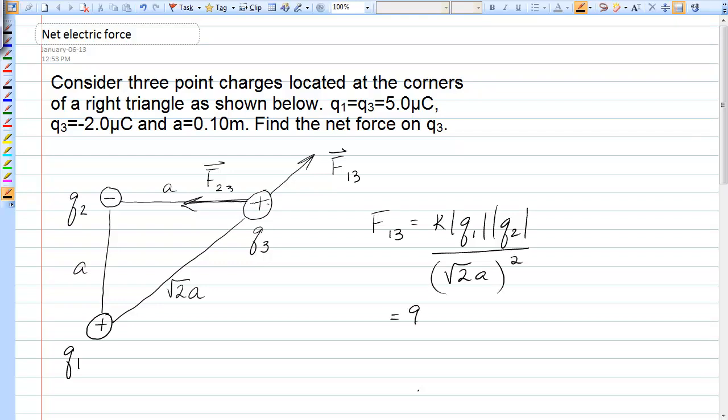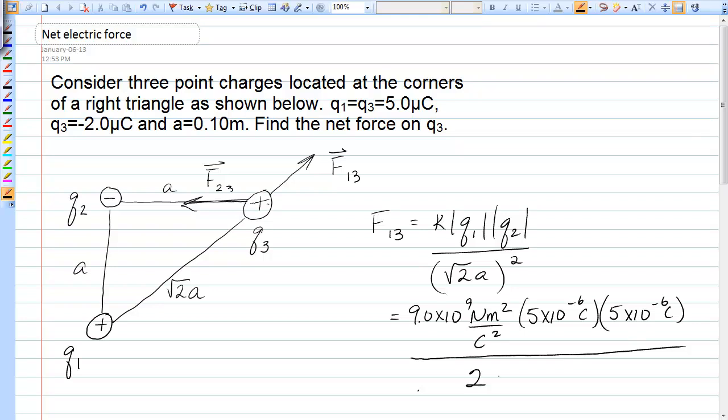Okay, putting in values, we have Coulomb's constant, 9 times 10 to the 9 newton meters squared per coulomb squared. Q1 is equal to 5 microcoulombs, so it's 5 times 10 to the minus 6. And Q3 is also 5 microcoulombs, 10 to the minus 6. And root 2 a squared is 2 a squared, where a is 0.1 meters. Putting those values in, we get for F13 11.3 newtons.